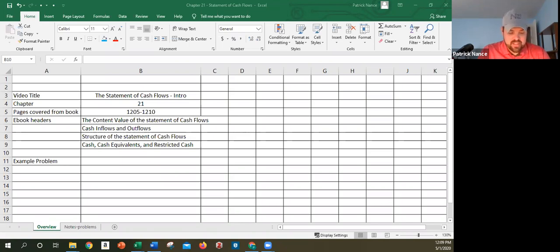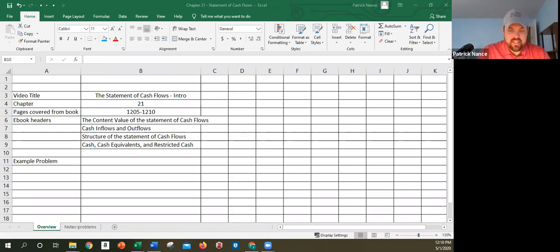Cash inflows would be things like cash received from revenues. I'm on illustration 21-1 on page 1206. Investing activities would be like the sale of property, plant and equipment, or intangible assets, the sale of securities, investments in securities, and collections of loans. Financing activities would be issuance of stock, issuance of bonds and notes. So these are all things that would bring money in, would cause cash inflows. It also separates them out into their three categories, which we'll talk about here in just a second.